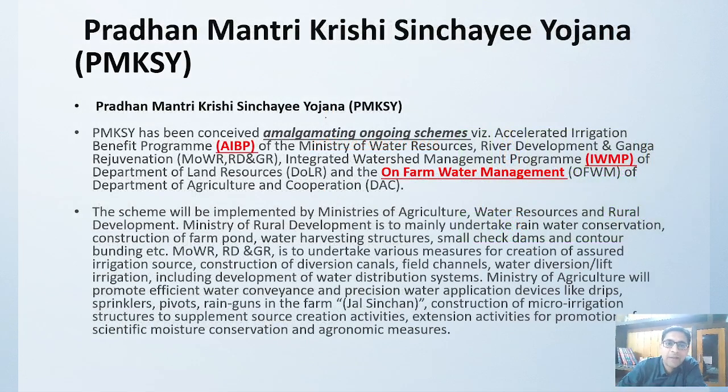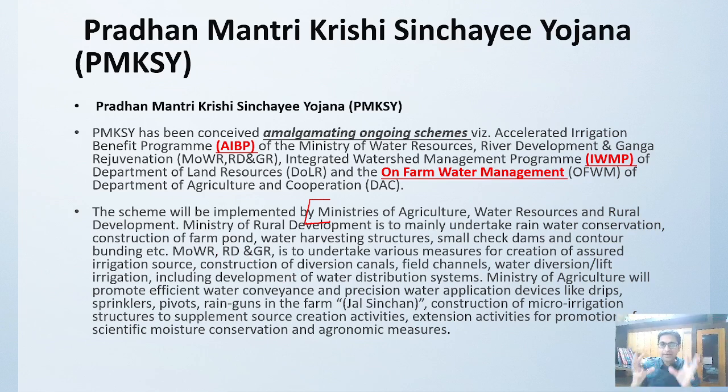It is an amalgamation of various schemes like the Accelerated Irrigation Benefit Program (AIBP), which has been run by the Ministry of Water Resources, River Development and Ganga Rejuvenation. Then the Integrated Watershed Management Program (IWMP) of the Department of Land Resources, and On-Farm Water Management of the Department of Agriculture and Cooperation. So various ministries are involved: Ministry of Agriculture, Ministry of Rural Development, Ministry of Water Resources, and so on. They will all take various measures.